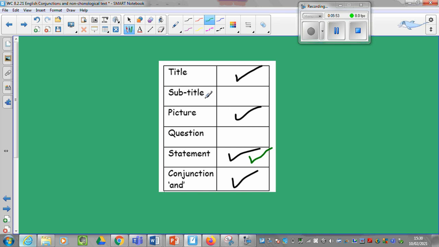So let's have a look at the ones that we've missed. Subtitle. Did I use a subtitle or a subheading? Yes, I did, and I even used one that was a question. Excellent. So I have done a subtitle and a question because they are the same thing. So your checklist should be really full of ticks. And that is for today's lesson.